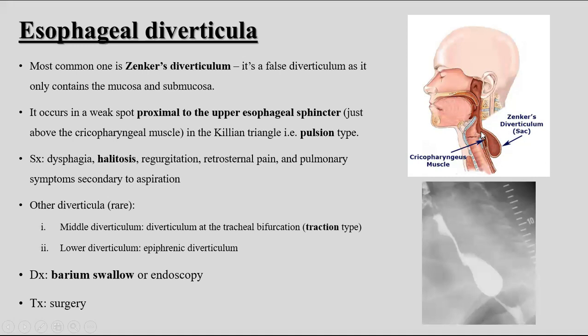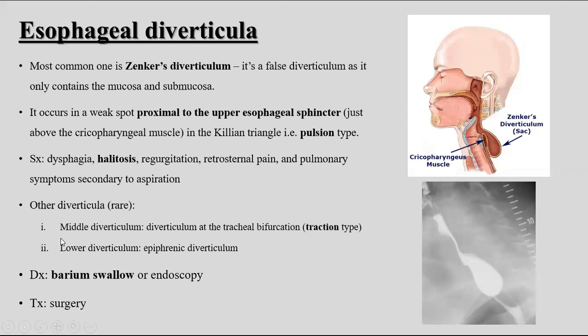The diagnosis is again through the barium swallow. Like for most GI pathologies, you will either do a barium swallow or an endoscopy, or a colonoscopy if it's a lower GI problem. In this case, if you do a barium swallow, like you see here, you can see this collection of the contrast again. So this is going to be your diverticulum.